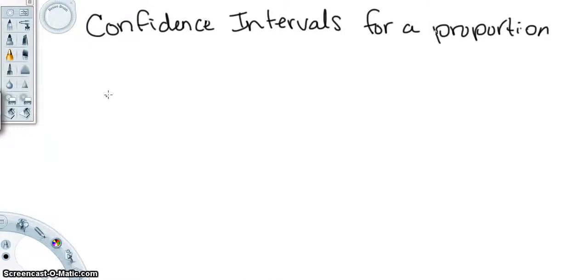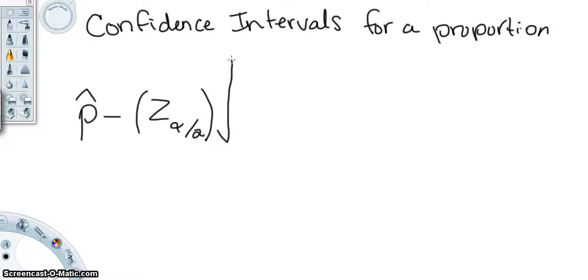We can also calculate our confidence intervals for these proportions. The formula for the confidence interval of a proportion is going to be p hat subtract z sub alpha over 2. We're back to our z values, or z scores here, not the t values. That's going to be times the square root of p hat times q hat all over our sample size.